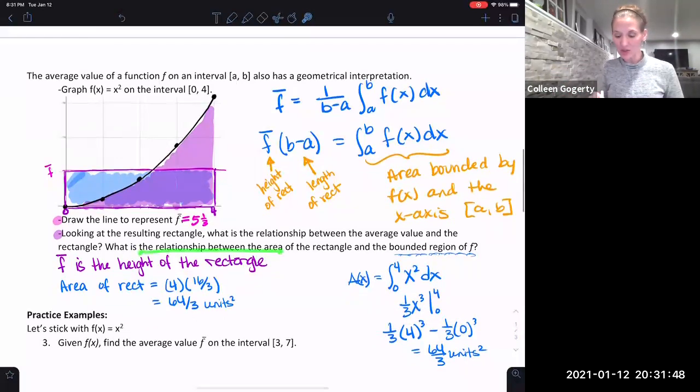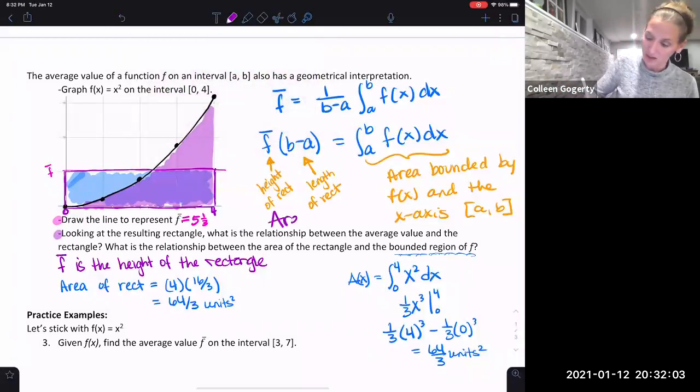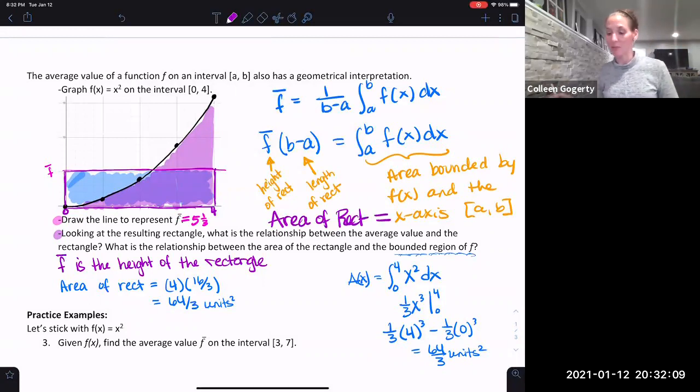So what's the relationship between the area of the rectangle and the bounded region of f? They are equal to each other. The area of our rectangle, height times length, or width times length, whatever way we change these words a little bit, is equal to the area bounded by f of x and the x-axis. So there's the concept, my dears.